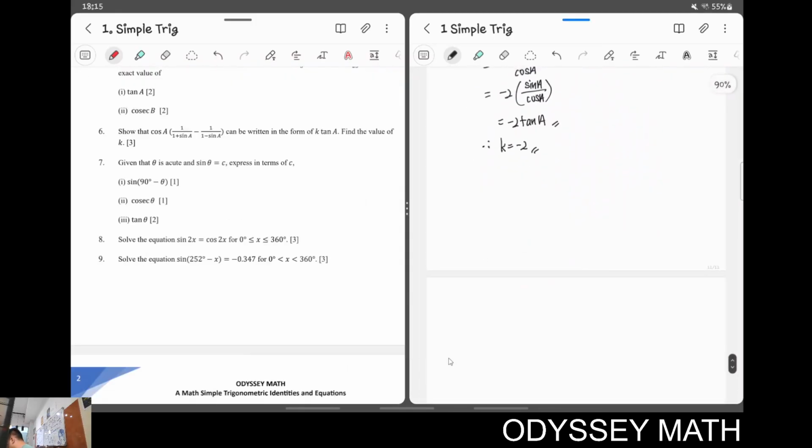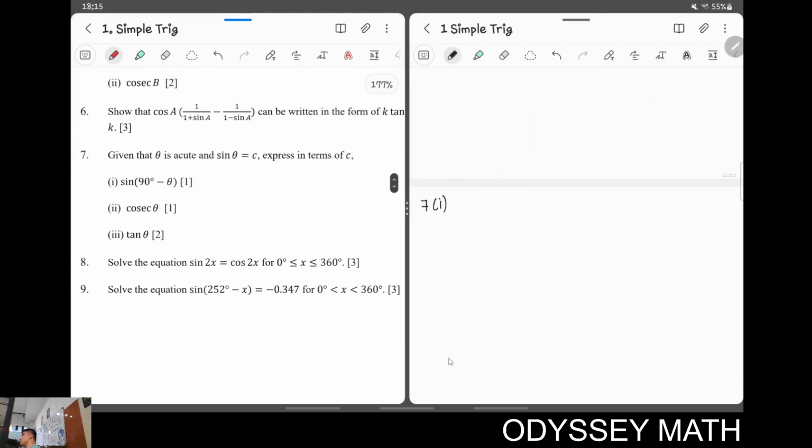Okay, moving on to question number 7. Okay, 7 part I. Given that theta is acute. So what this means is that theta is in the first quadrant right now.